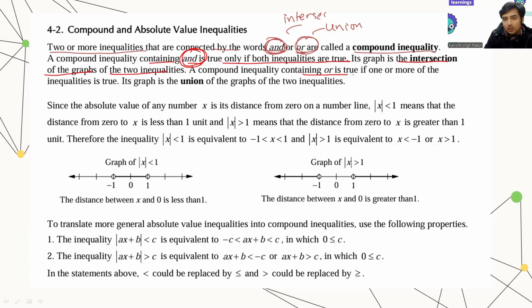Now, what does "or" mean? It means just one of them could be true, so you have to take the union here. This will be better understood with the help of an example.